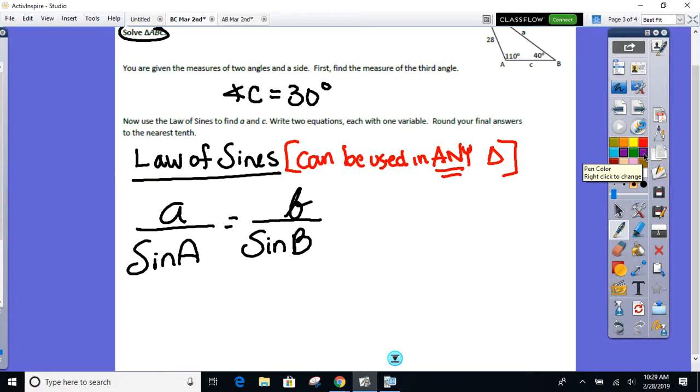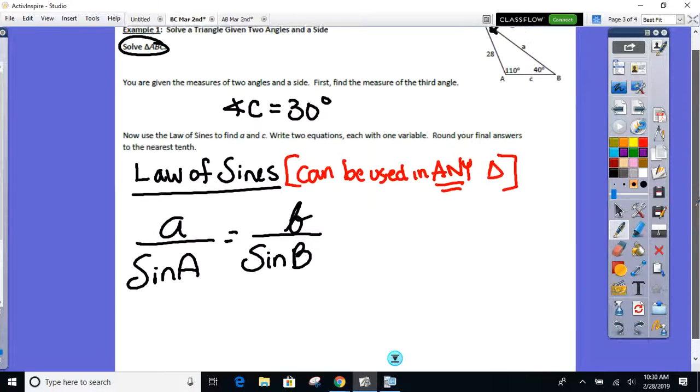A and B are sides in the triangle. Capital A is the angle across from that side. Capital B is the angle across from the side you put up in the numerator. These are always opposite each other. So these are sides, a and b. The sine of A is the angle across from the side you put up here. It'll make much more sense once we put actual numbers in for this problem.